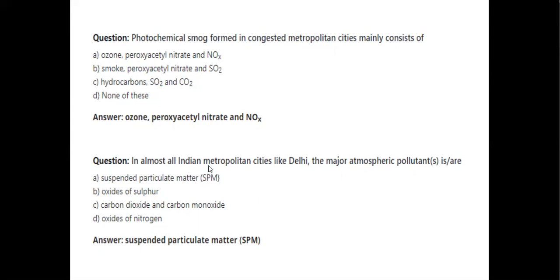In almost all Indian metropolitan cities like Delhi, the major atmospheric pollutant is suspended particulate matter, oxides of sulfur, carbon dioxide and carbon monoxide, oxides of nitrogen. So suspended particulate matter is the major atmospheric pollutant in almost all Indian metropolitan cities like Delhi.